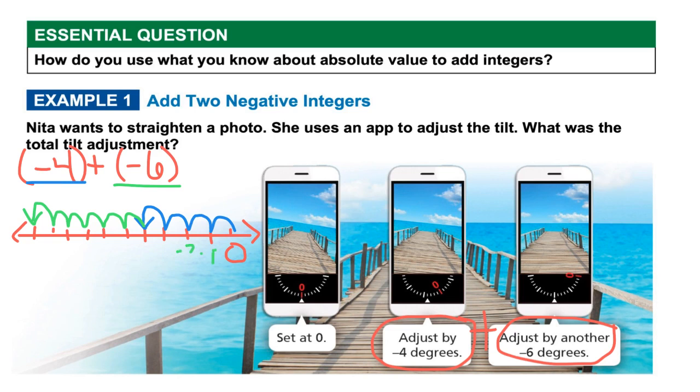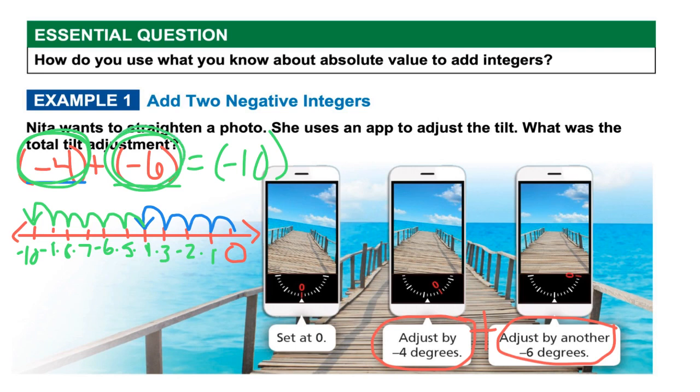-1, -2, -3, -4, -5, -6, -7, -8, -9, -10. I think this equals -10. So option 1 is to use a number line. Option 2, you can think of it as I have 4 negatives, and I'm going to add 6 negatives, which will give me a total of 10 negatives.